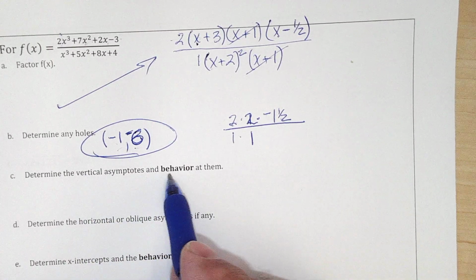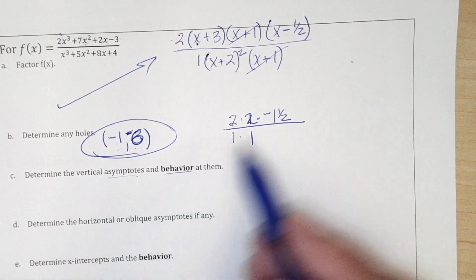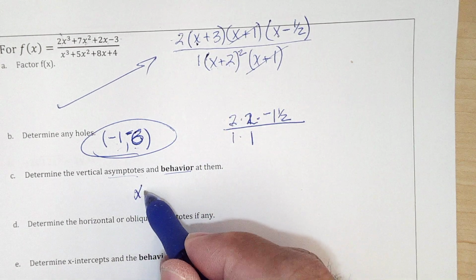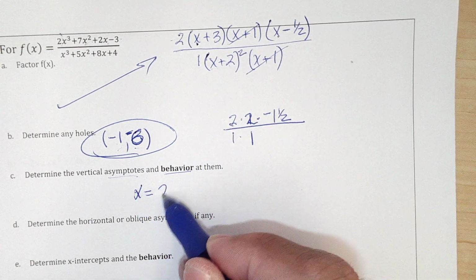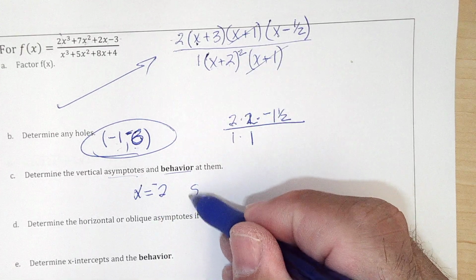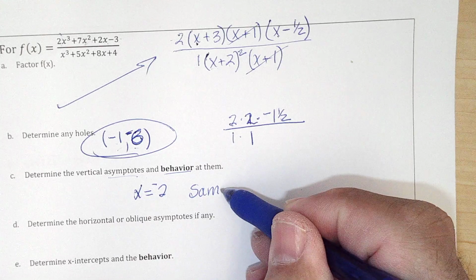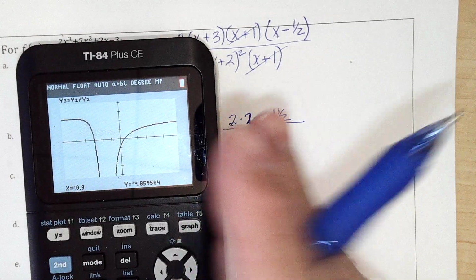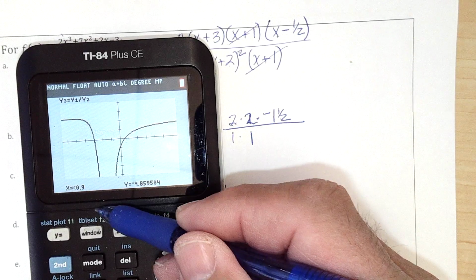Determine the vertical asymptotes and the behavior. Well, there's one at -2. x equals -2. We write it as an equation. And it's squared, so they go in the same direction. As the graph gets close to -2, they go in the same direction. You can see that here. They go in the same direction.